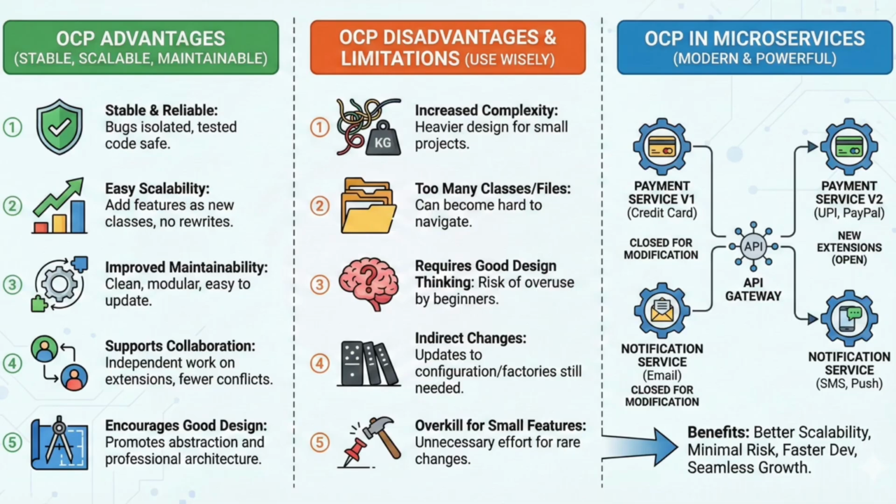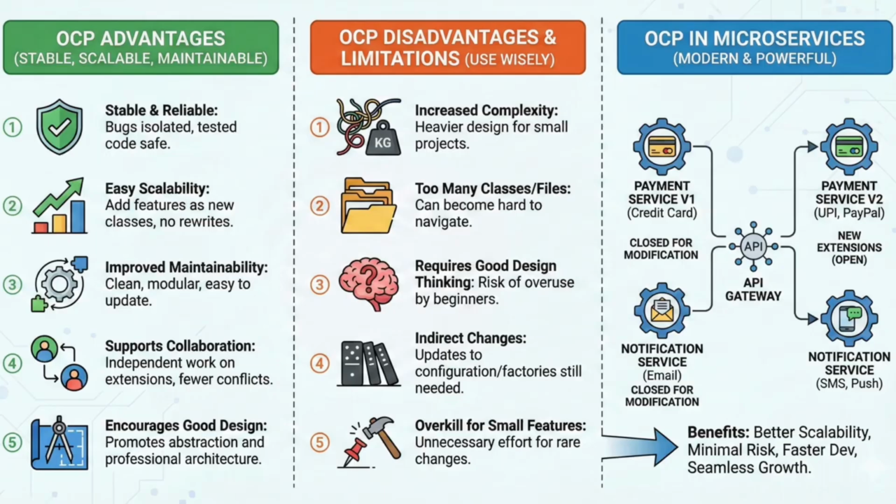Third, it improves maintainability. Code that follows OCP is clean, modular, and well organized. Developers can easily understand it, update it, and extend it even after years, which is extremely important in enterprise projects. Fourth, it supports team collaboration. Different developers can work on new features independently by creating new extensions without touching each other's code. This reduces conflicts and improves productivity.